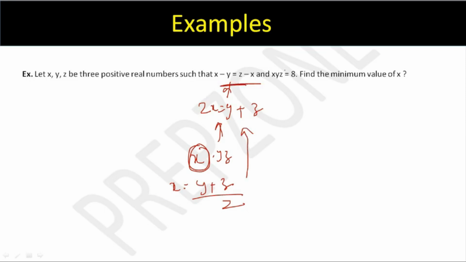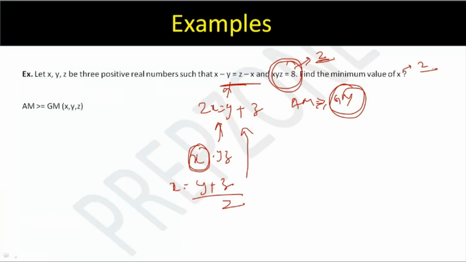If x is the arithmetic mean and xyz is equal to 8, it's simple, right? Variables have to be equal to 2. Only then AM will be equal to GM. So AM is greater than or equal to GM. The minimum value of AM is always GM when the variables are equal. So if variables are equal, the value has to be 2. So AM has to be 2. Okay. Clear to everyone? It was a simple question.